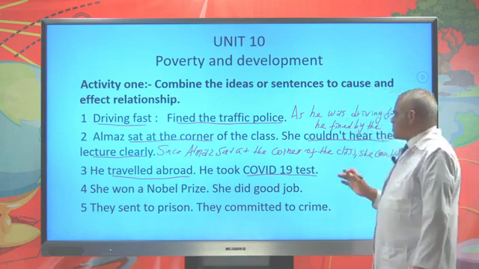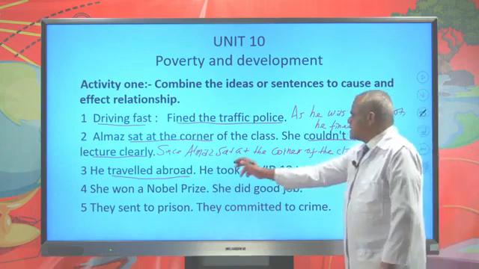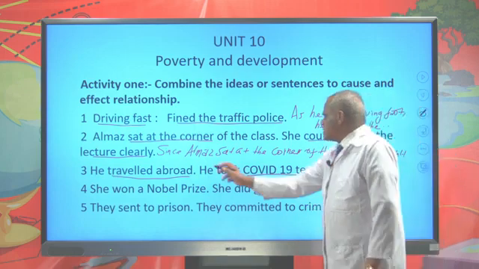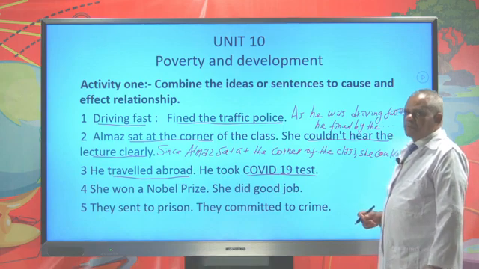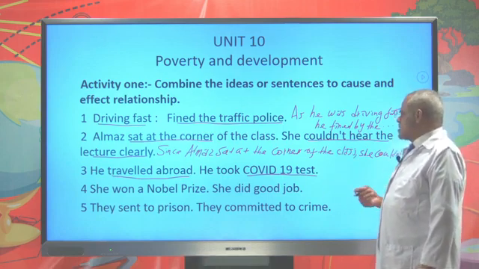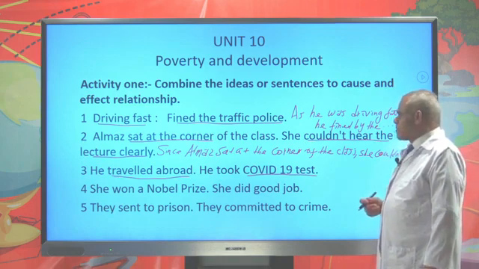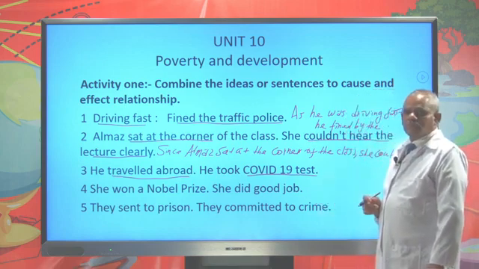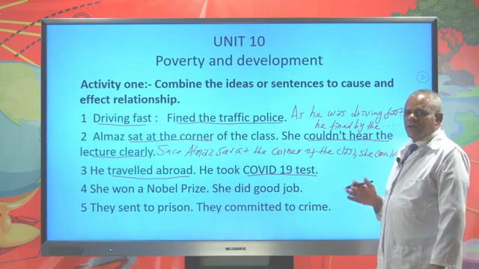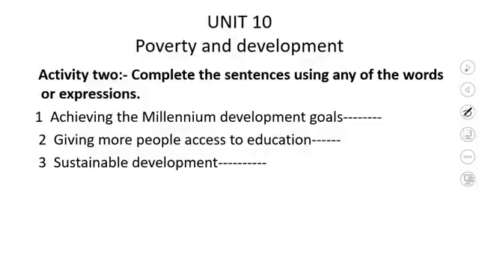She won a Nobel Prize. She did a good job. Identify. You can use here different kinds of devices. He traveled abroad because he took a COVID-19 test, because it's possible. As he traveled abroad, he took a COVID-19 test is also possible. He traveled abroad, therefore he took a COVID-19 test is also possible. You see? Cause and effect devices are possible so as to join these ideas. I'm sure that you will complete the rest of the other activities beautifully.